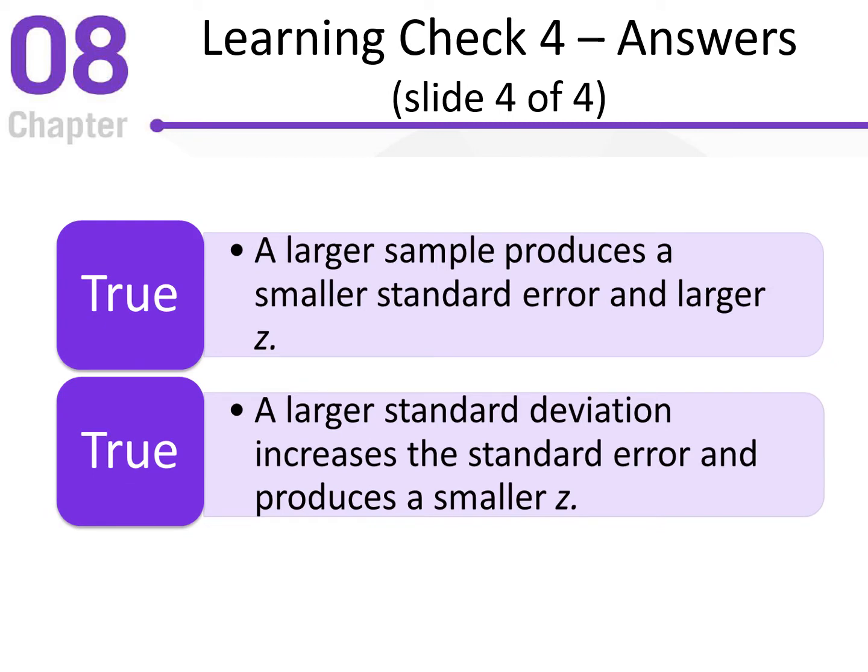A larger sample produces a smaller standard error and a larger z-score. That's the easiest way to control it, the sample size. And the second one, a larger standard deviation increases the standard error and produces a smaller z. This is just based on the formula. So you want to have smaller standard deviations and larger sample sizes, and that's going to get you better results, and that's going to allow you to reject the null hypothesis. But by far the easiest one is just more people. Increase the sample size.